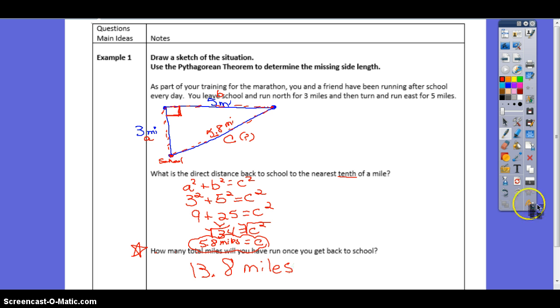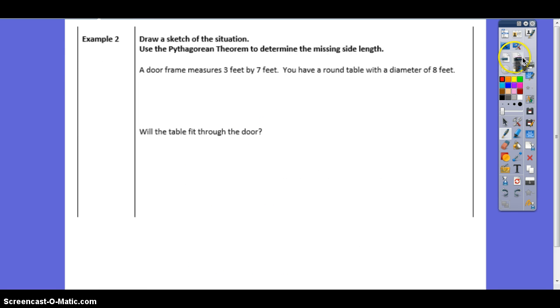Next one. All right, draw your picture and label it. You have a door frame that measures 3 feet by 7 feet. So draw your door, label it. You have a round table over here that has a diameter of 8 feet. So label that, please. Now you're going to have to turn this door into a what?